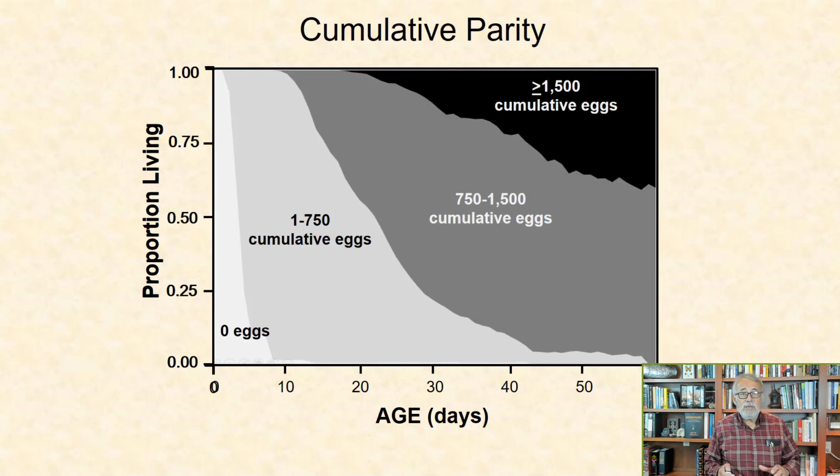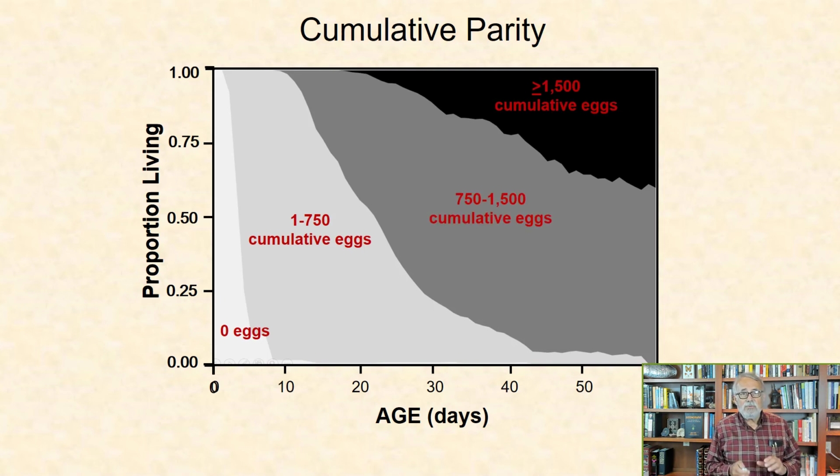Finally, we see this graphic of cumulative parity showing the fraction of individuals that have laid a total number of eggs in these different categories. Again, with age on the x-axis and the proportion living that have laid these numbers of cumulative eggs at different ages on the y-axis. These bands depict either 0, 1 to 750, 751 to 1500, and over 1500 total eggs.